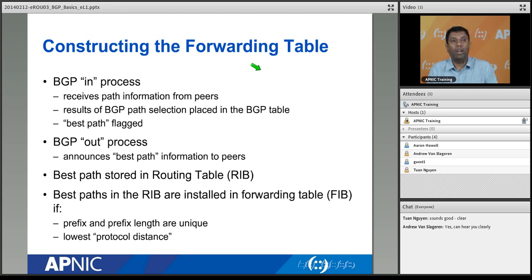How does BGP construct the forwarding table? Well, BGP has an in process and an out process, right? So when BGP learns any route, it takes it into the in process, right? And before it takes it into the in process, it checks whether there is any filter, and if the filter or any policy filter permits, it takes it into the in process and selects the best path, and the best path will go to the out process, and also the best path will go to the routing table, right?